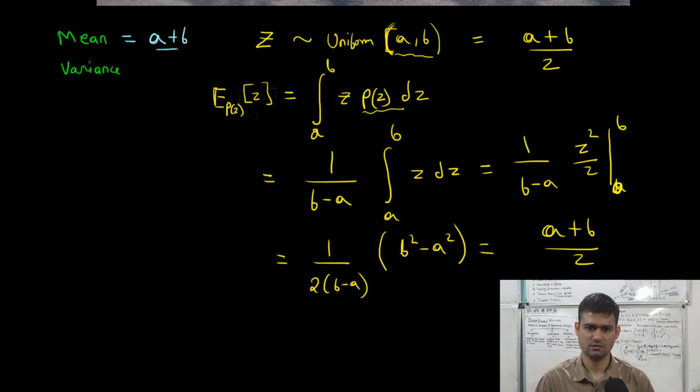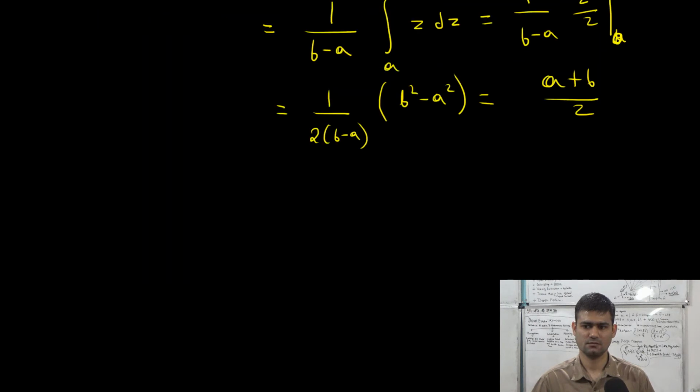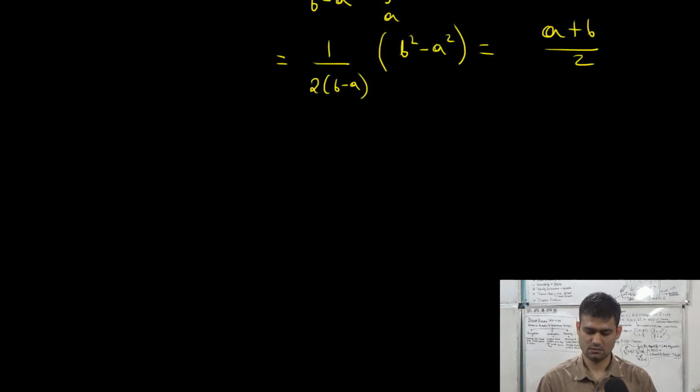a plus b over 2, and the variance of this random variable z with a uniform distribution is b minus a whole squared over 12. And we can again compute this variance. So the variance of any random variable z, written as var of z, is given by the expected value of z squared minus the square of the expected value of z.